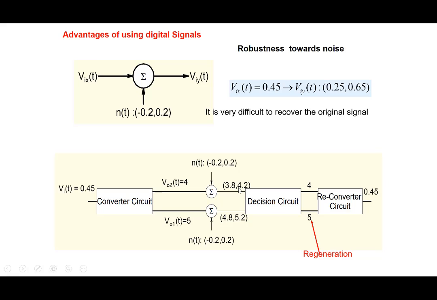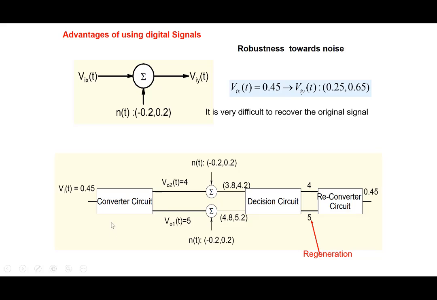Now, of course, if the noise had become, let's say, minus 0.6 to plus 0.6, then it would have been difficult to tell. We could have made errors here. But you need a very large amount of noise to create an error in this particular digit, and similarly, very large noise to create an error in this particular digit, because the digit is a large number, 4 volt or 5 volt or whatever. So you need large amounts of noise to create an error in this. And so through the decision circuit, we are able to regenerate it and get back the original 0.45.